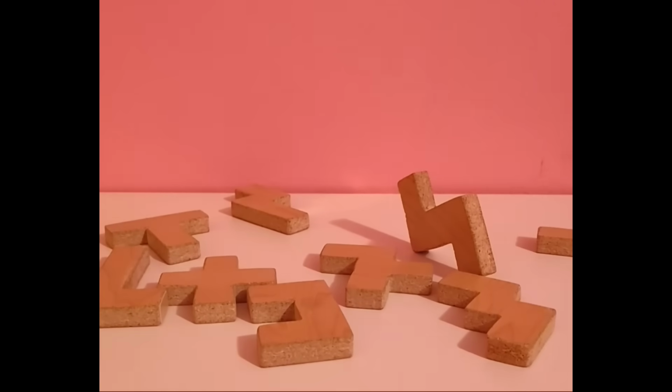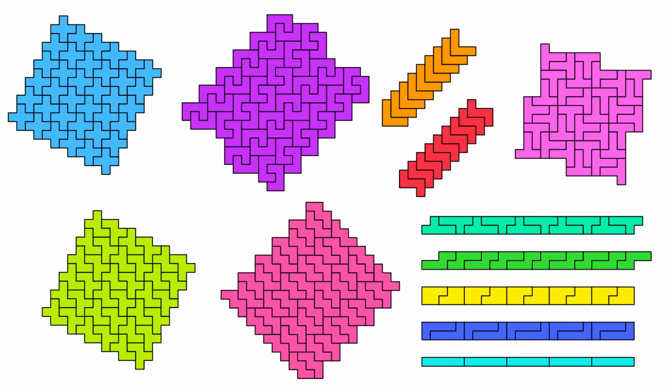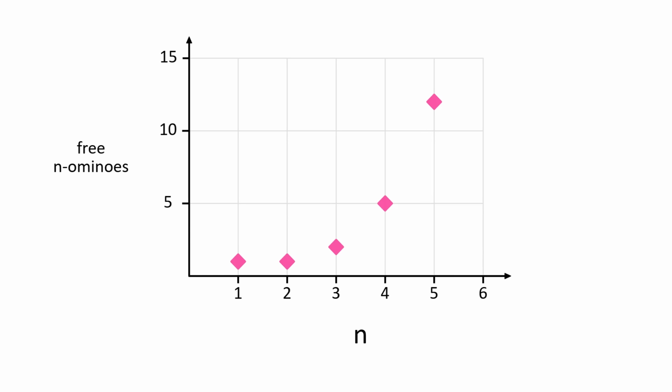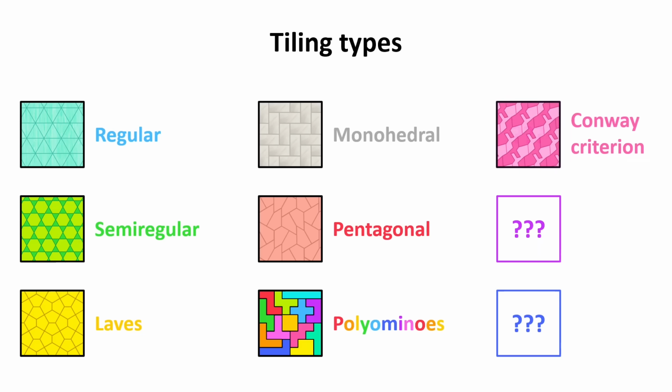Now, what about monohedral tilings? Well, all 12 types do indeed tile the plane, but some of these tilings are pretty tricky to find. Clearly, testing each one individually is not sustainable in the long term, especially considering how fast the number of level n polyominoes is growing. As it turns out, there is a simple way to tell if a shape tiles the plane, called the Conway criterion.